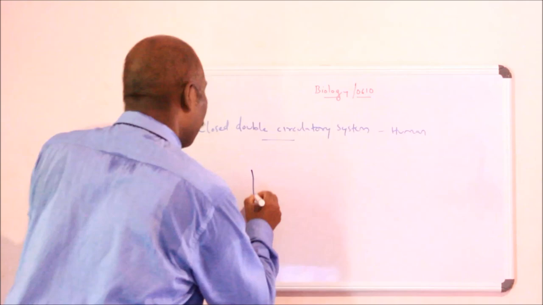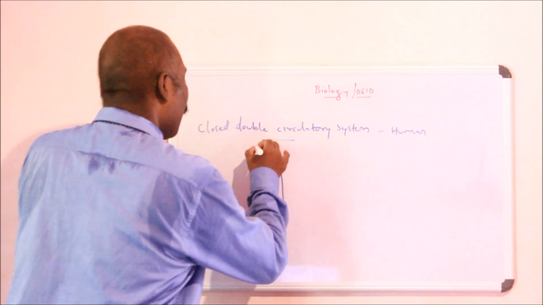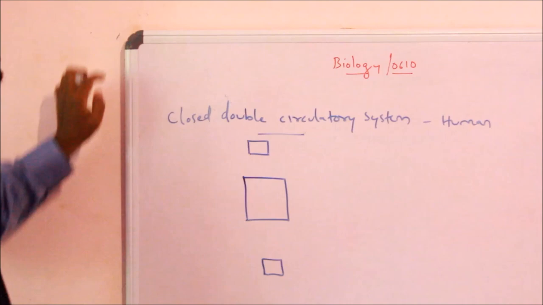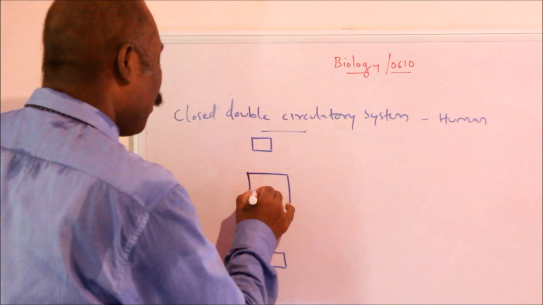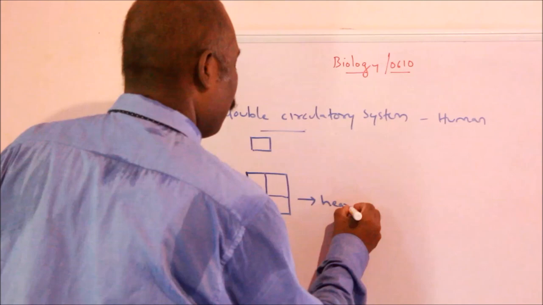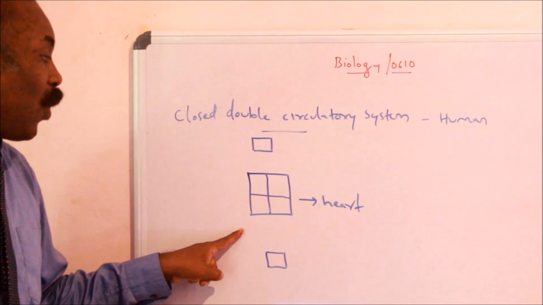If this is the heart, this square box. And a small square box I will draw on top of that and a small one below the main square. So the middle square, I am going to divide it into four. Consider this as our heart. Now you can see on the whiteboard that the heart consists of four chambers.